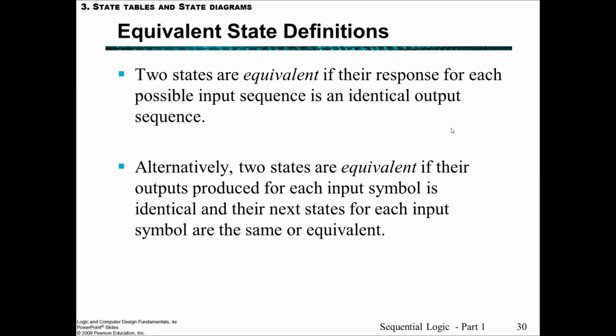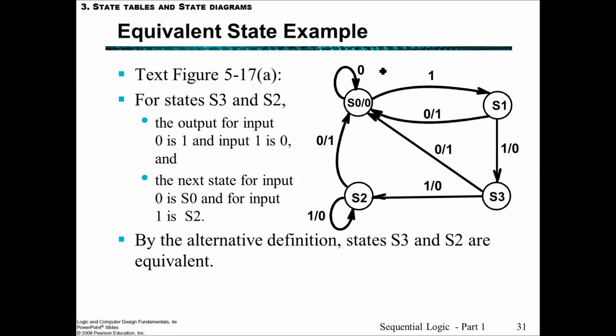Two states are defined as equivalent if their responses for each possible input sequence is an identical output sequence. Alternatively, two states can be equivalent if the outputs for each input signal are identical and their next states for each input symbol are also the same. Here's an equivalent state example. Notice also that this is a mixed Moore and Mealy diagram. Some of the states have an output included as well as the state, so these are of Moore type. And then some of the circles only have the state inside. In these cases, they have the output written onto the arcs.